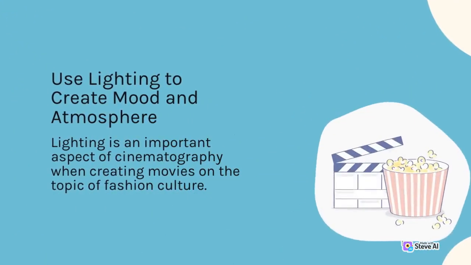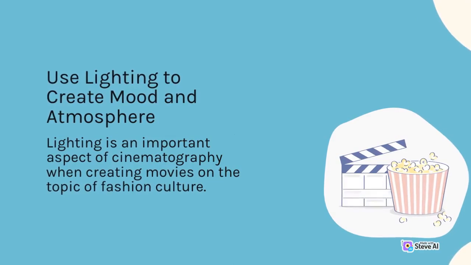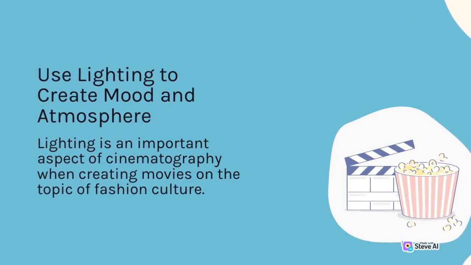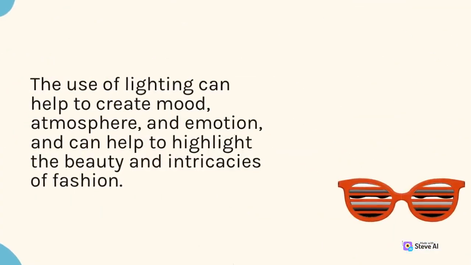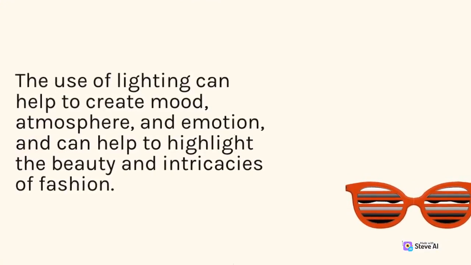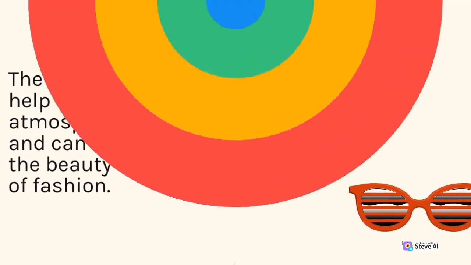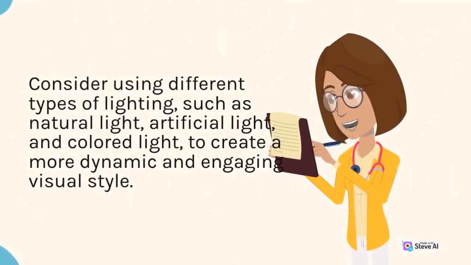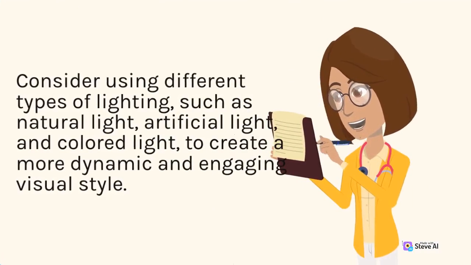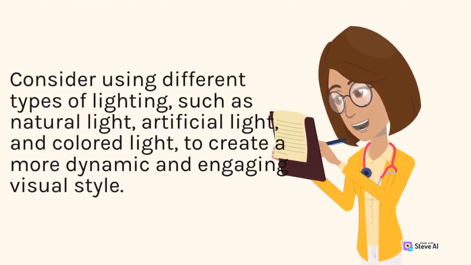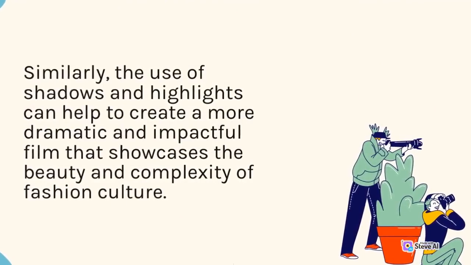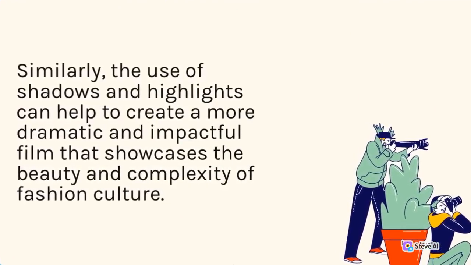Use lighting to create mood and atmosphere. Lighting is an important aspect of cinematography when creating movies on the topic of fashion culture. The use of lighting can help to create mood, atmosphere, and emotion, and can help to highlight the beauty and intricacies of fashion. Consider using different types of lighting, such as natural light, artificial light, and colored light, to create a more dynamic and engaging visual style. Similarly, the use of shadows and highlights can help to create a more dramatic and impactful film that showcases the beauty and complexity of fashion culture.